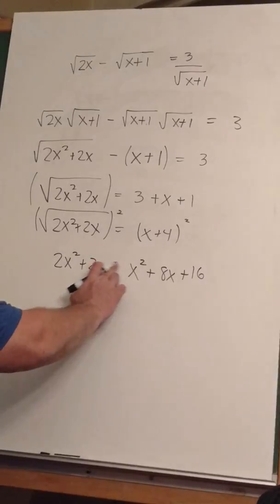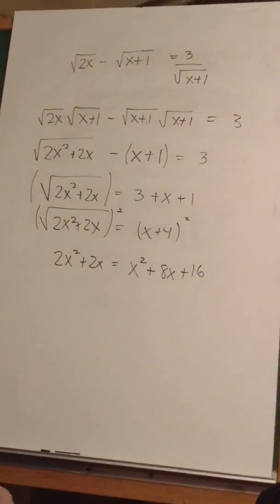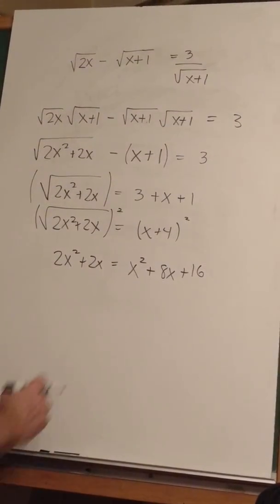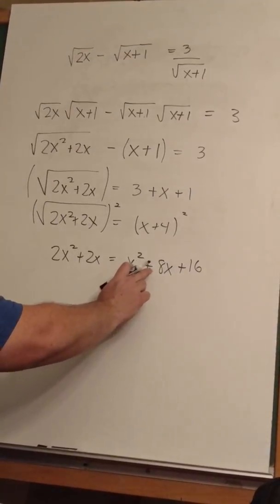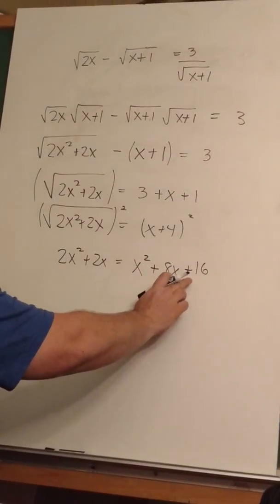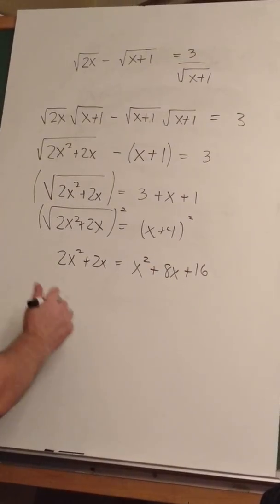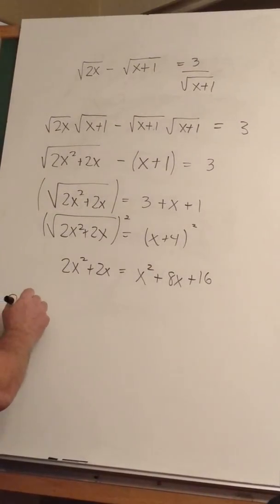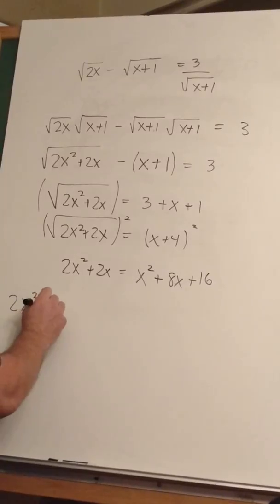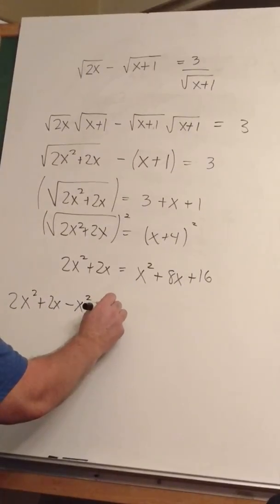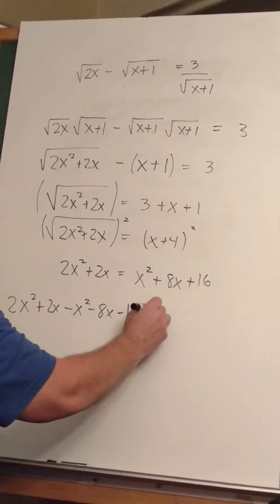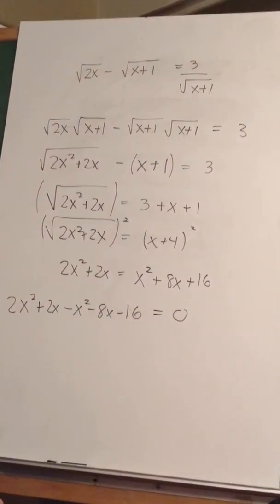Okay. So then, this is just my choice. I'm going to bring everything over here. So I'm going to subtract x squared, 8x, minus 16 from both sides. So it'll be 2x squared plus 2x minus x squared minus 8x minus 16 is obviously equal to 0, right?